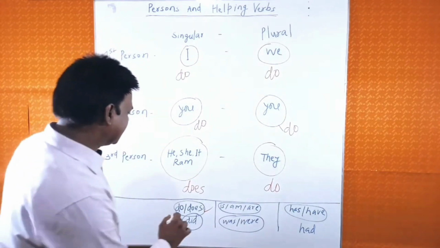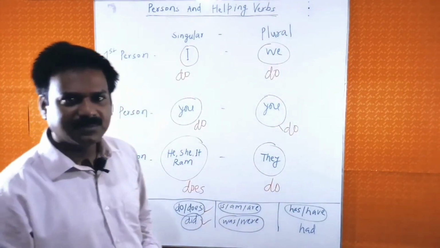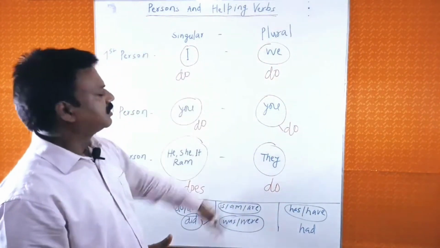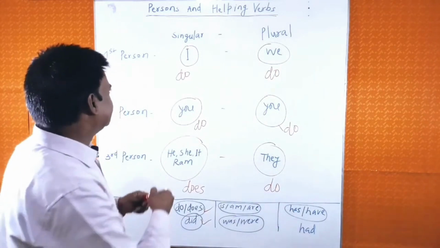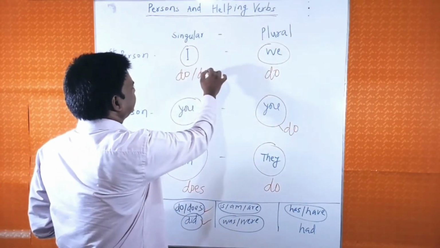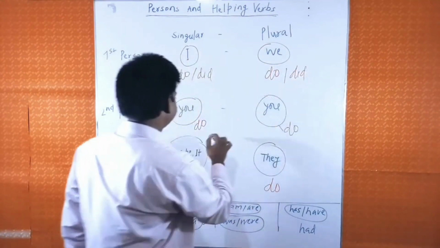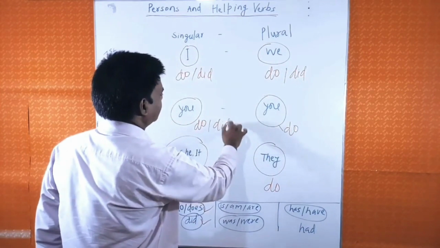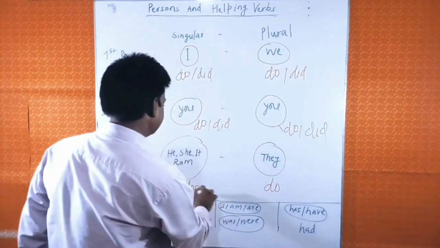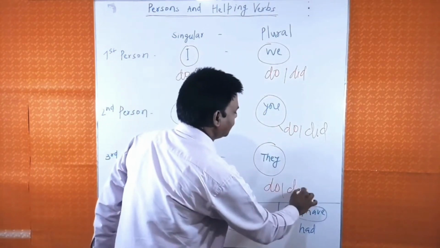Now see did. In past form, in every pronoun we use did, whether this or this, here and here. Everywhere in past form we use did.